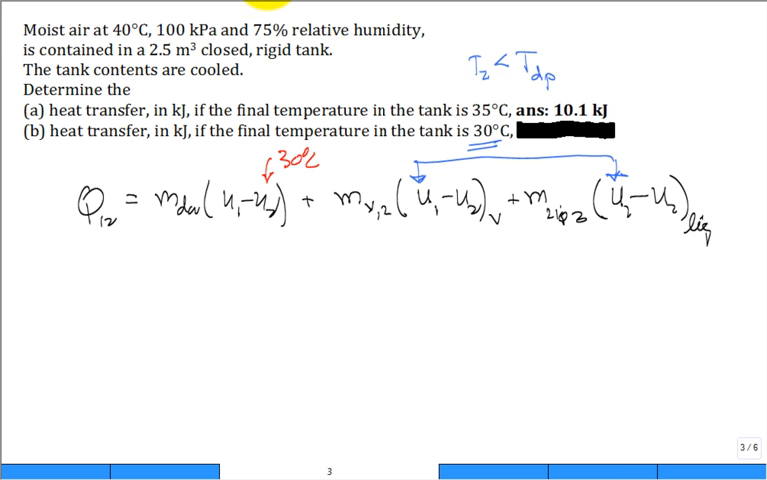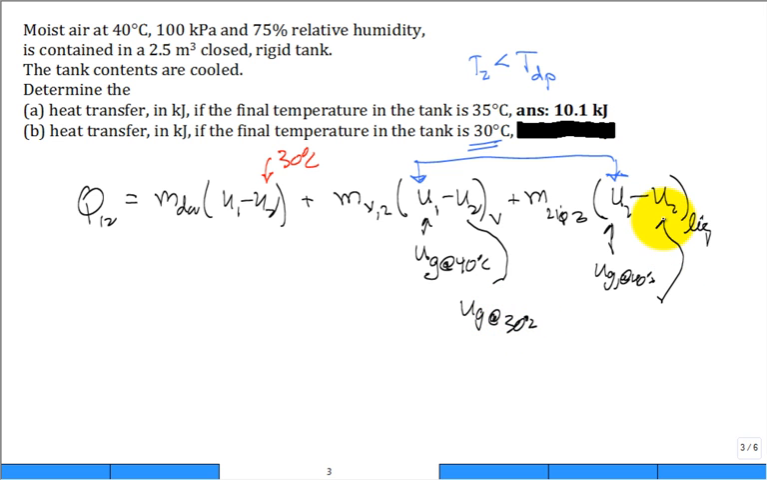This U1 and U1 here is U sub G at the temperature of 40 degrees C. But what is U2 for the vapor? That's U sub G at 30 degrees C. And what about this U2 for the liquid? U sub F at 30 degrees C.